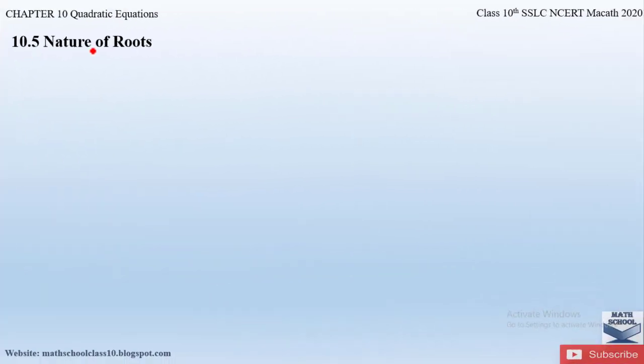Section 10.5 Nature of Roots from chapter 10 Quadratic Equation. This is the last section of this chapter. So we will study here the nature of roots, or what kind of roots we obtain from a given quadratic equation. The different kinds of roots obtained for a given quadratic equation, I have already explained in my video when we did the derivation and explanation of the quadratic formula. So let us go through the nature of roots again.